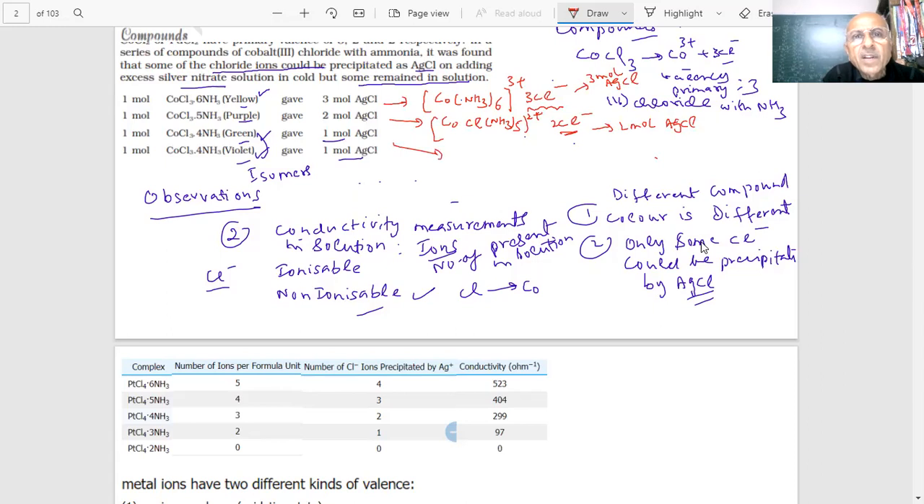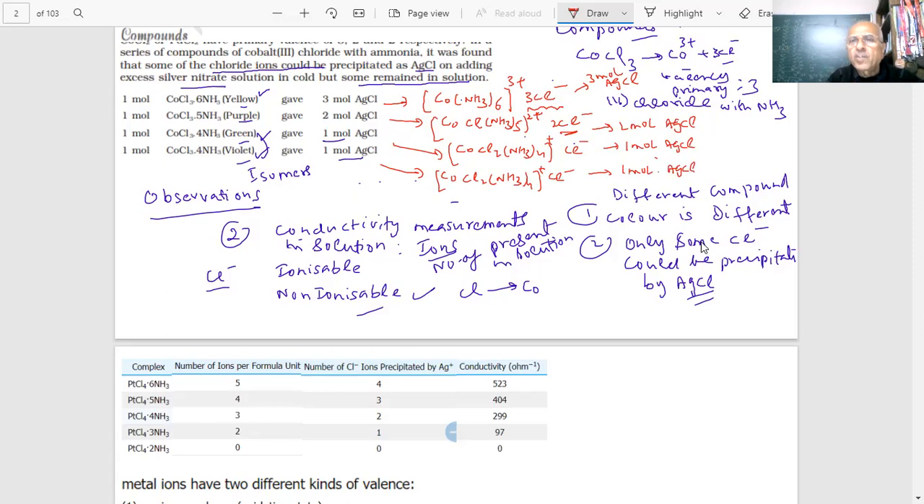Then another one, only one Cl is ionizable. So he is saying the 2 are still inside. And NH3 4, student. Then this is plus and this is minus. It will give 1 mole of AgCl. This will also be like this, but it is an isomer of this, which we will explain in the coming lectures. This will also give 1 mole of AgCl.